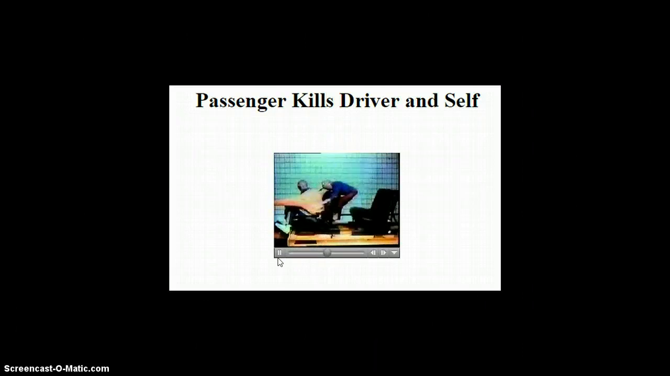Newton's law of inertia, or Newton's first law, and continues moving in the absence of a net force. The 60-mile-per-hour kid not only breaks his own neck, but the driver's neck also. Remember, just because the front passenger seat has their seatbelt on doesn't mean everybody's safe. Passenger kills driver and self. Go ahead and answer your questions here.